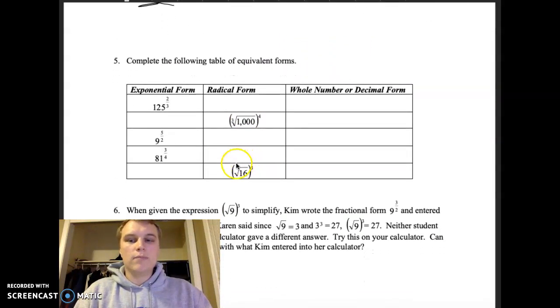So go ahead and pause the video, and you're going to fill out this chart. You're going to find the exponential form, the radical form, and then you're going to basically solve it. Okay? So go ahead and pause the video now.